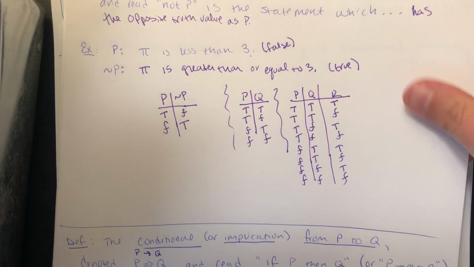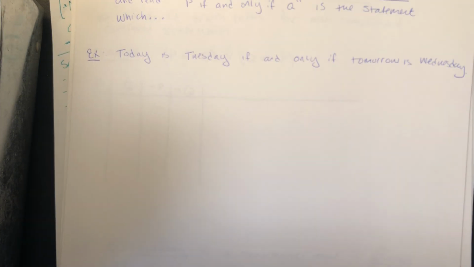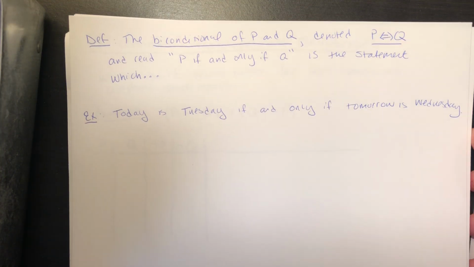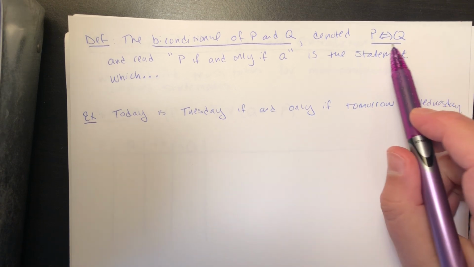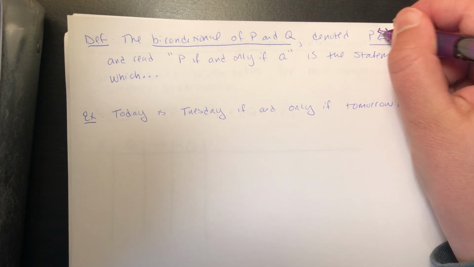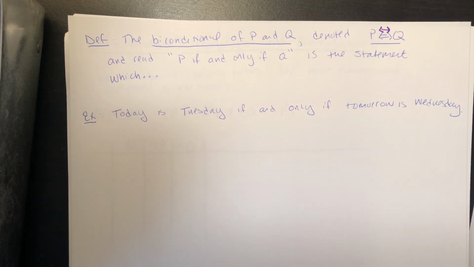All right, with that in mind, let's talk about our last logical connective, which is related to a conditional statement or an implication. We call this a biconditional. So a biconditional of P and Q, and we denote it with a double directional arrow, so it's an arrow pointed both ways. And again, you might see it just like this. We read it as P if and only if Q.